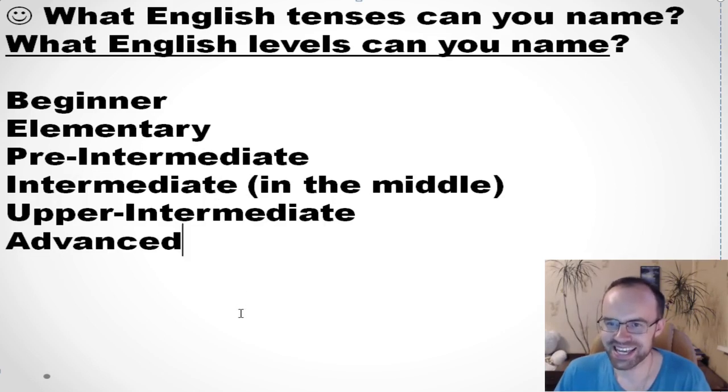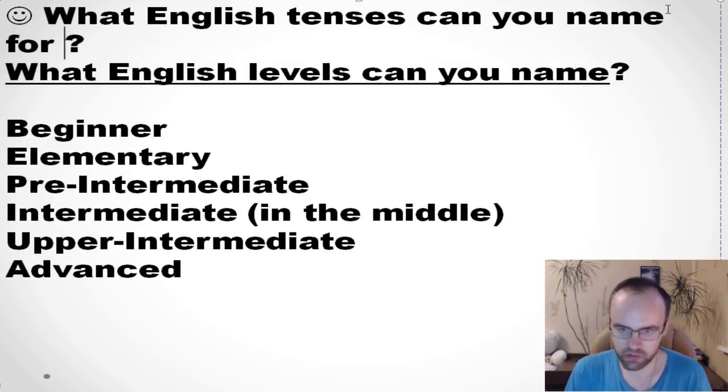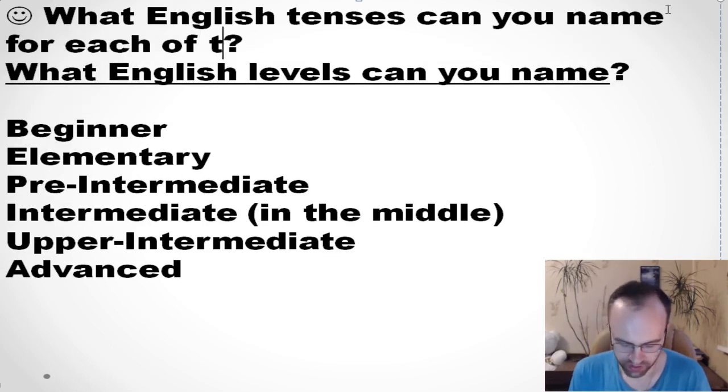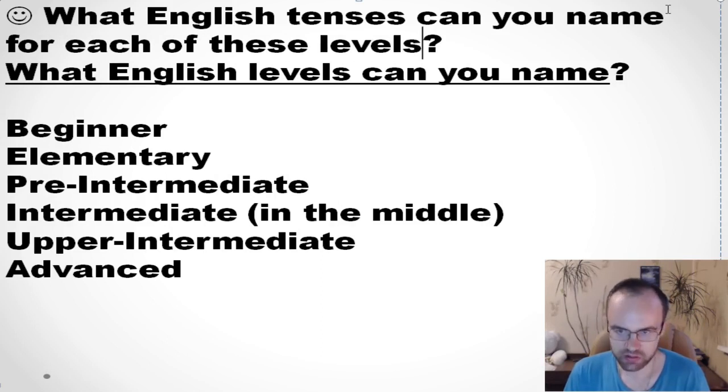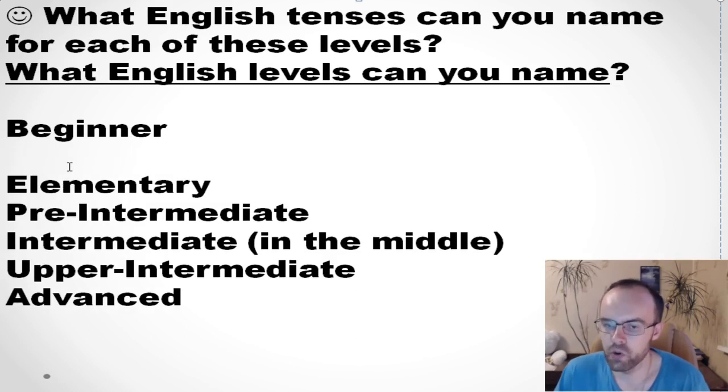And let's get back to the first question. What English tenses can you name for each of these levels? Really, let's develop this idea. So, for each of these levels. Good. Okay, really. So, if a student has this level, what English tenses should he or she know? What ideas do you have?